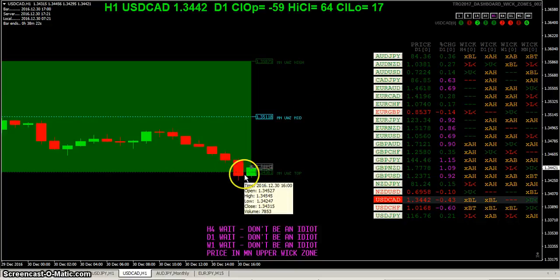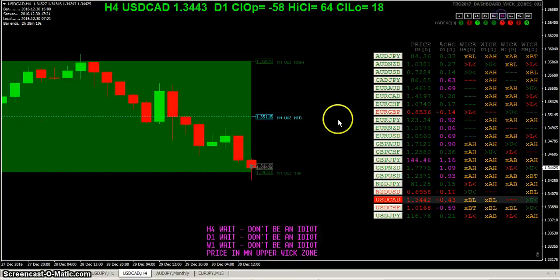Okay? But we're looking at H4. So if I'm just trading dollar Canadian, because during the U.S. session, if there's any news, it usually affects dollar Canadian, because sometimes you'll get U.S. news and sometimes you'll get Canadian news. Sometimes you get both. The pair moves.